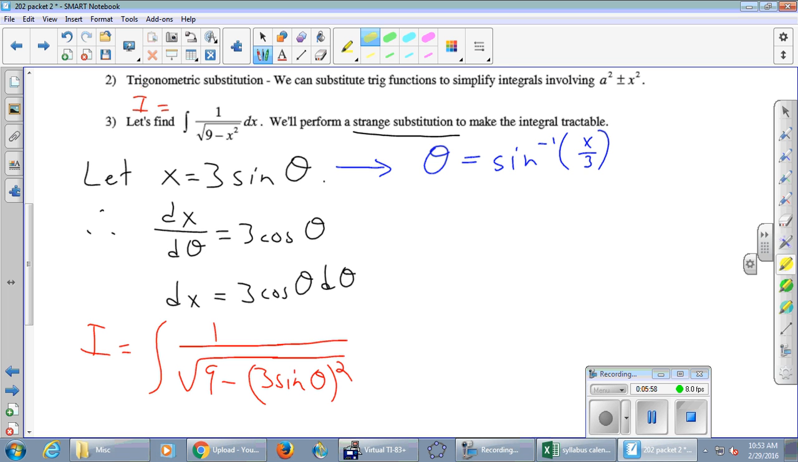Now this is an important piece. The next thing is a dx. You need to put something that is equivalent to dx. Don't just put d theta. You might make the integral go from something that's easy to something that's impossible. What is dx equal to? 3 cosine theta d theta.